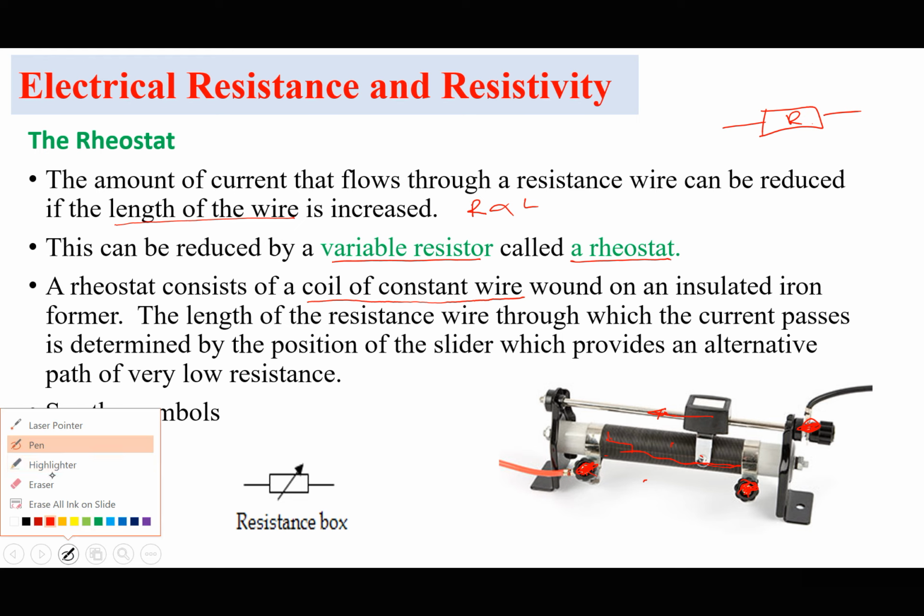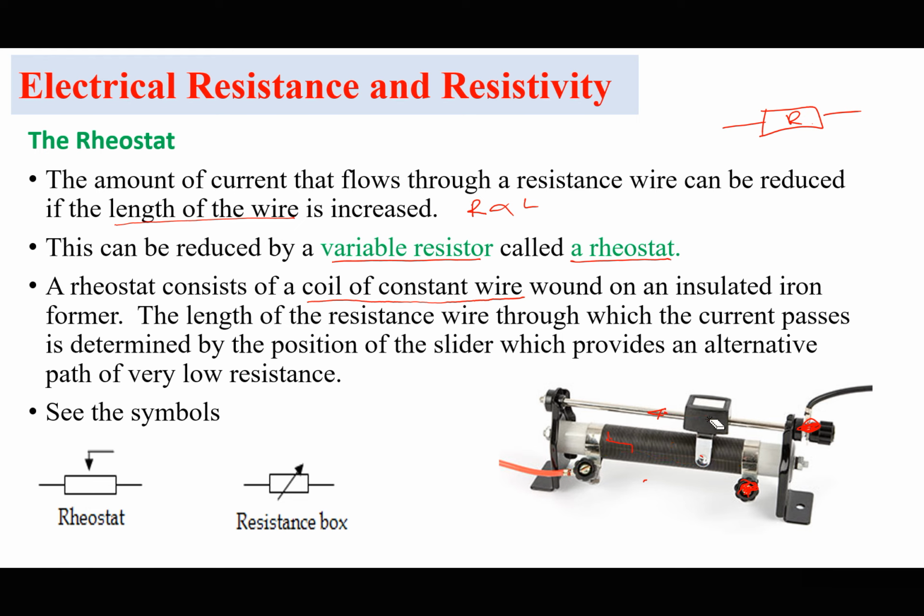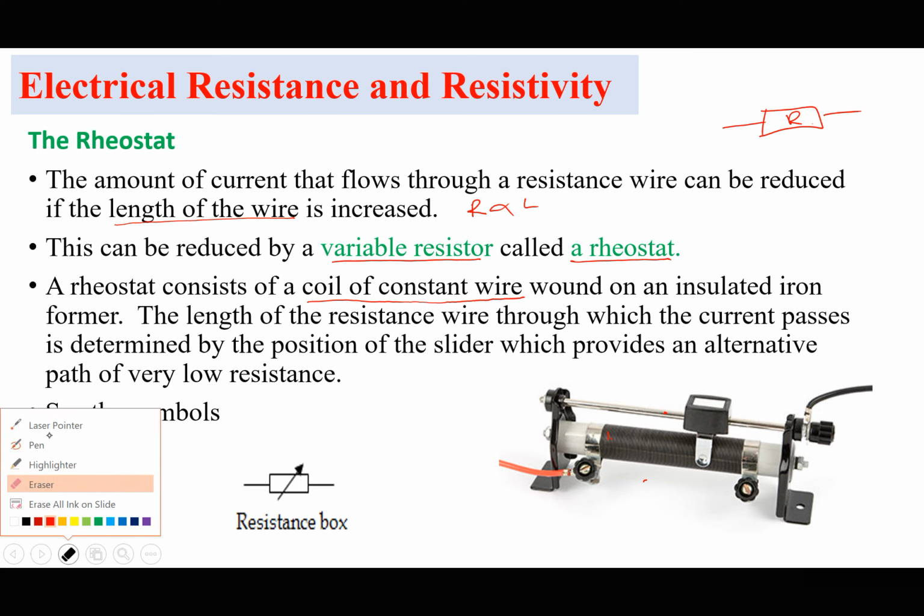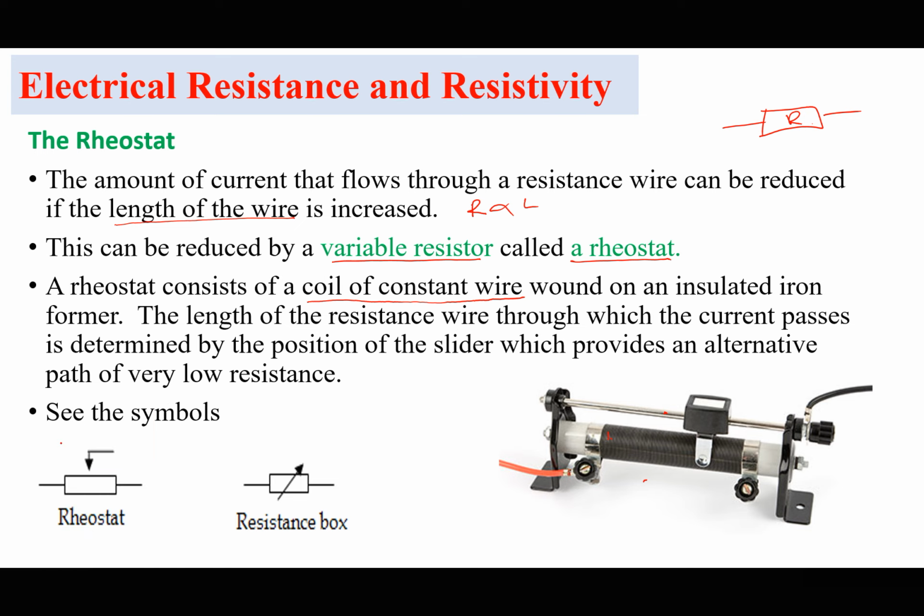The symbol of a variable resistor looks like this. This is how we represent a variable resistor or a rheostat. You can draw this one here. It is still a variable resistor. This is showing a sliding contact. We shall need this in the last part of electricity, the last lessons, which will be potentiometers and potential dividers.